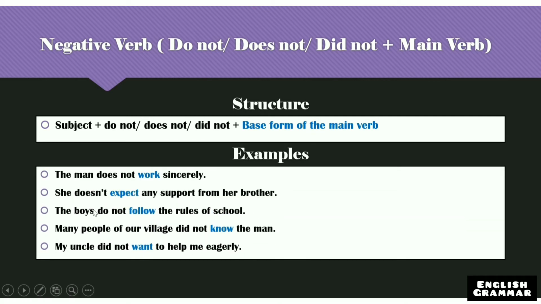Here I have written 5 examples where you can see that in each sentence there is at least one negative verb. I use the base form of the main verb after the negative verbs. If I use s or es or the ed form after it, that will be a wrong sentence.